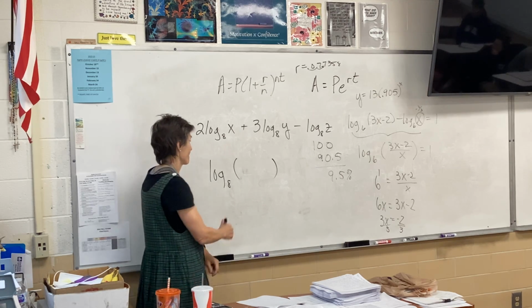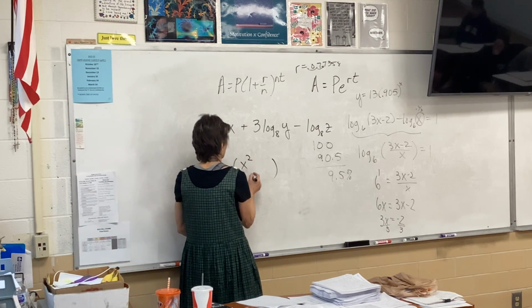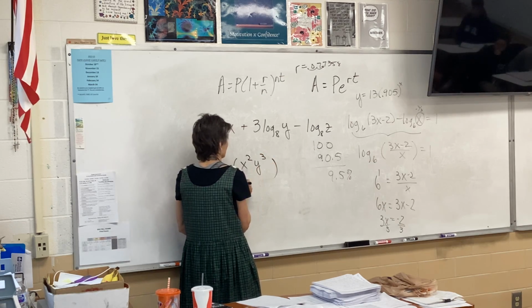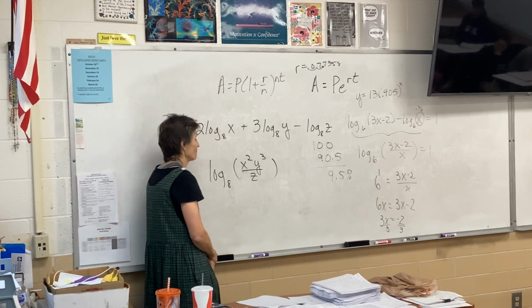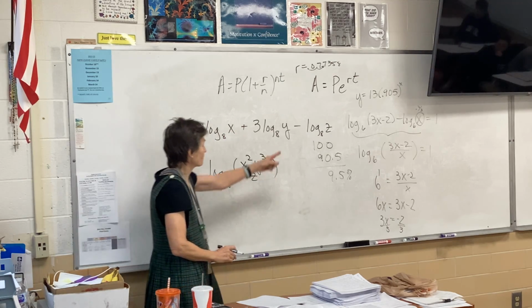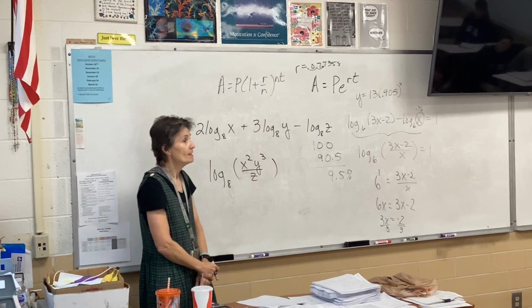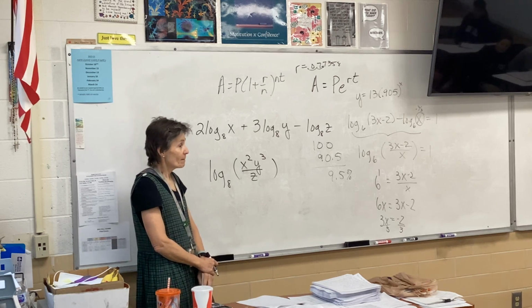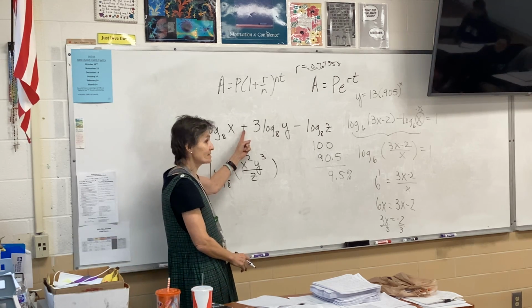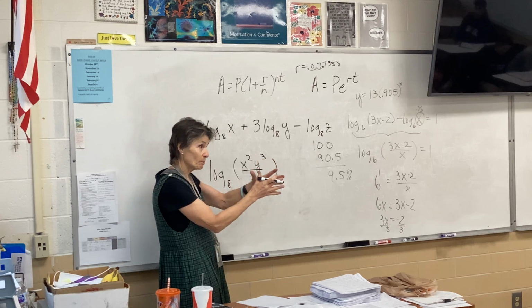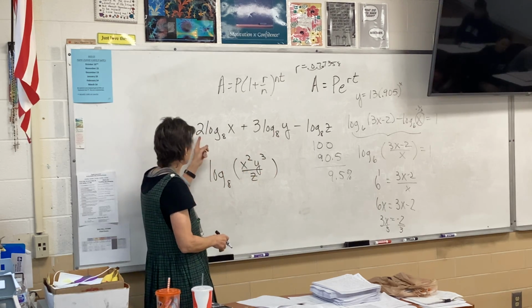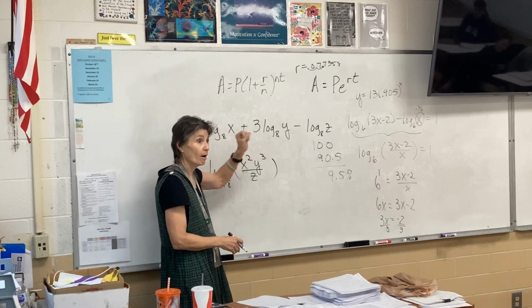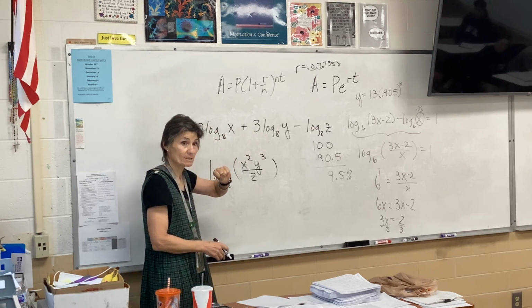Brennan? x squared y to the third, and then z under both of those. That's it. It's to the first, right? Because there's a number out there. So, everybody remembers that that plus goes together as a multiply. The minus goes together as a divide. And these numbers hanging out in front are exponents.